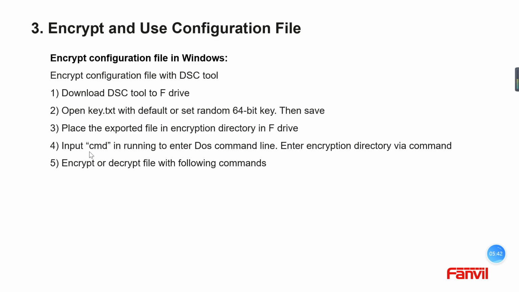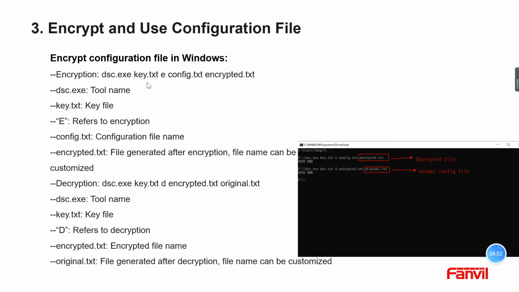And the fourth step is to run CMD to enter the DOS command line, to enter encryption directly via command. And the last step is to encrypt or decrypt the file with the following commands. And here we can find the commands. Okay, let's explain more about the command. DSC means the tool name, key.txt means the key file, and configure here means the configuration file name.